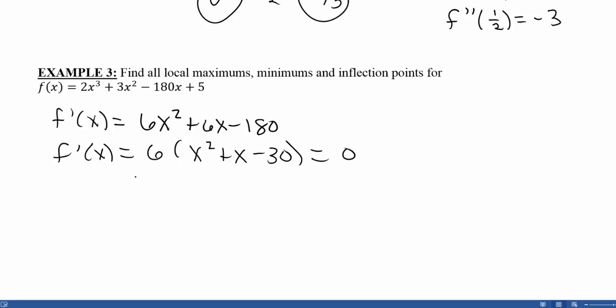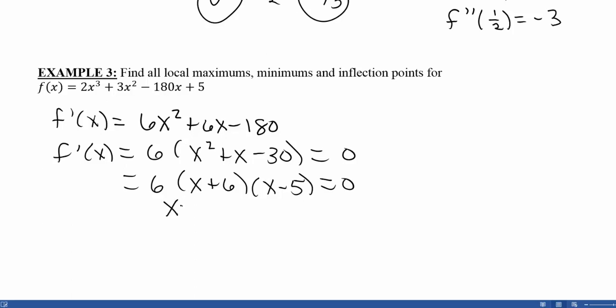And I want to set that equal to 0. So I can factor this down into (x + 6)(x - 5). So now I have 3 things multiplied together equals 0. That means one of them has to be 0. So we know that 6 doesn't ever equal 0. So I have 2 critical points here.